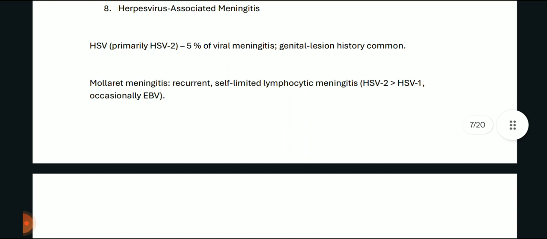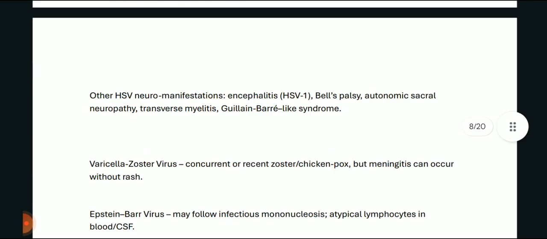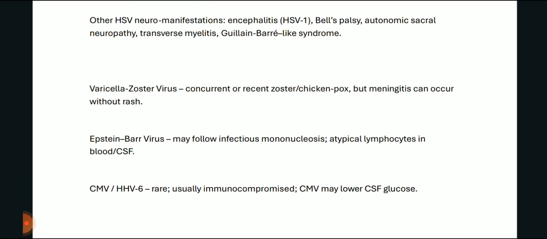Next is herpes associated meningitis. HSV, primarily HSV2, causes 5% of viral meningitis. Genital lesion history is common in these cases. It can cause Mollaret meningitis, which is a recurrent self-limiting lymphocytic meningitis, more commonly caused by HSV2 as compared to HSV1. Occasionally, it can also be caused by EBV. Other HSV neuromanifestations seen are encephalitis in HSV1, Bell's palsy, autonomic sacral neuropathy, transverse myelitis, and Guillain-Barré-like syndrome.